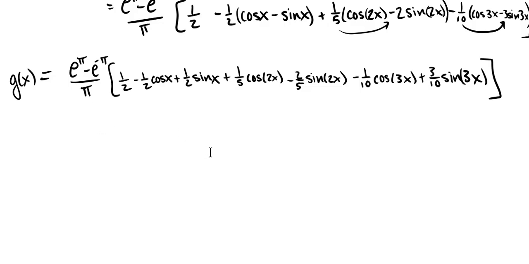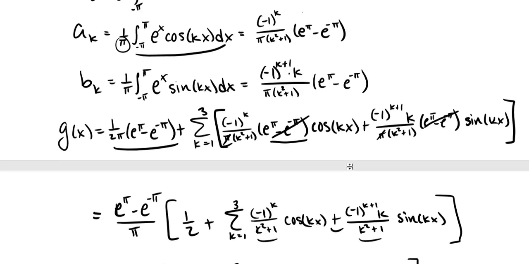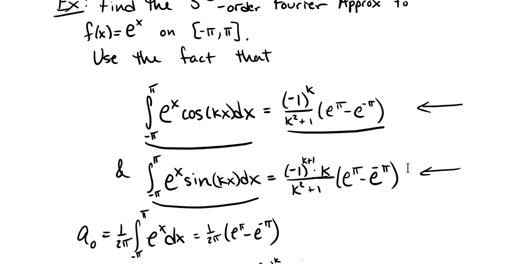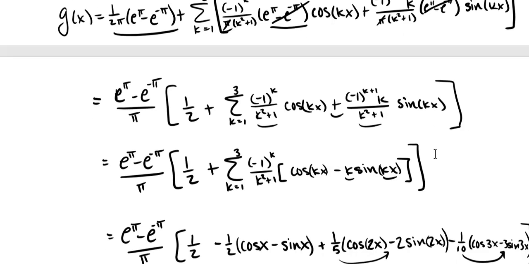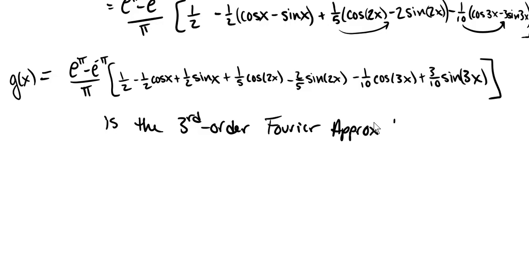Okay, so I know I kind of cheated here by having a lot of these results from the get-go, but I hope you see why I did that. These problems take a long time, even if you have that. It still took us a long time to write down our final result. But this is the third order Fourier approximation to f on negative pi to pi.